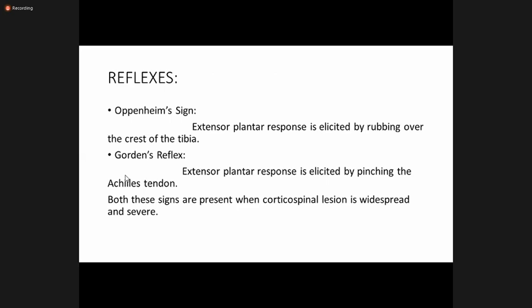Both these signs are present when the corticospinal lesion is widespread and severe. So you must remember the Oppenheim sign and the Gordon reflex, and if present, it is a sign of corticospinal lesions, and the lesion is severe and widespread.